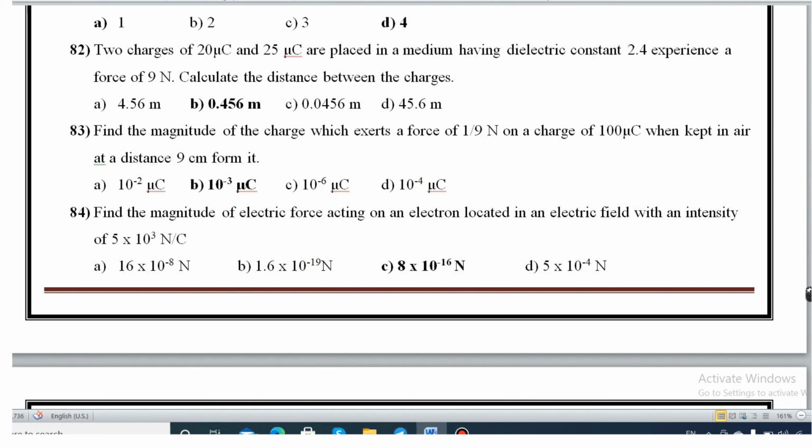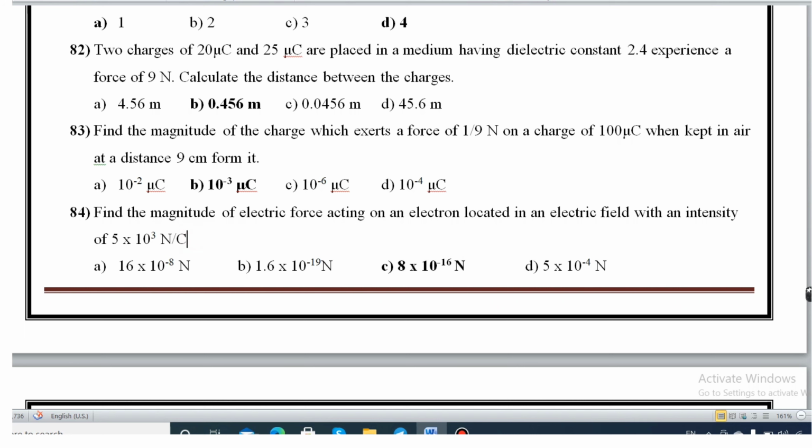Then two charges of 20 mu c and 25 mu c are placed in a medium having dielectric constant 2.4 and experience a force of 9 Newton. Calculate the distance between the charges. The distance between the charges is 0.456 meter. Find the magnitude of charge which exerts a force of 1 by 9 Newton on a charge of 100 mu c when kept in air at a distance of 9 centimeter from it. The magnitude is 10 raised to minus 3 mu c.